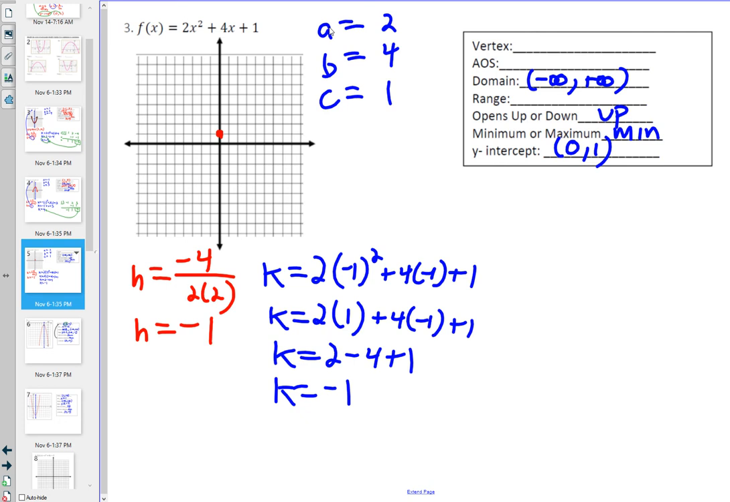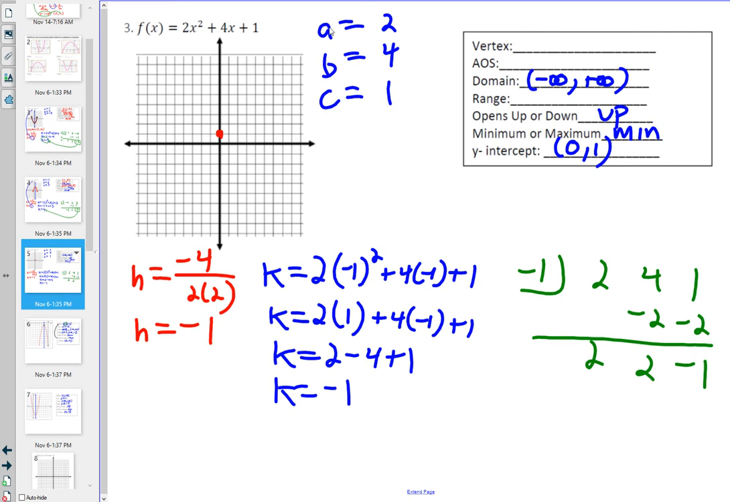If you wanted to see me do it the other way, if not, then you can just ignore this, but I plugged in a negative 1, and I plugged it into 2, 4, 1. So now the 2 is what dropped. Negative 2, 2 multiply negative 2, and yep, I ended up with negative 1. So my vertex is going to be at negative 1, negative 1.